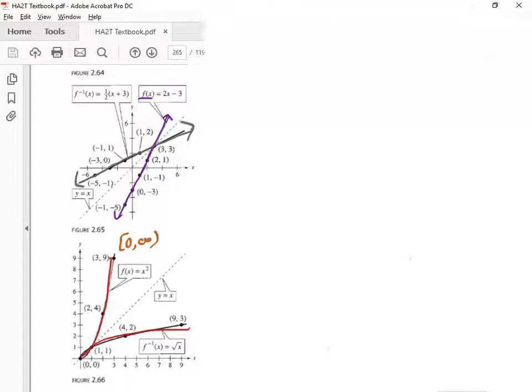So let's look at these algebraically now. All right, if my function was f of x equals 2x minus 3, how would I find the inverse of that? How would I find the inverse function? This is the way I like to do it. There's other ways to do it, but this is the way I like to do it.